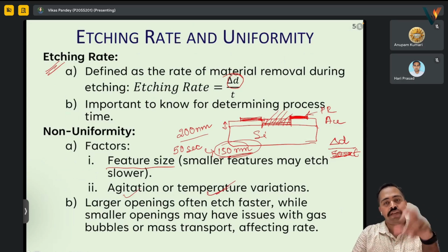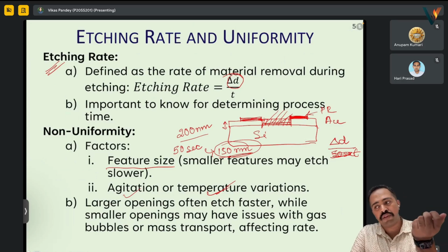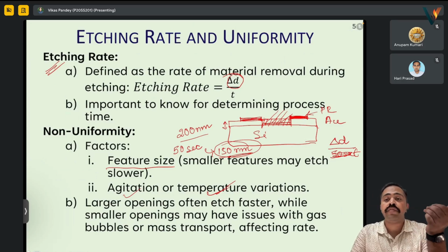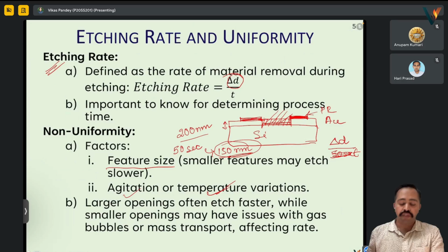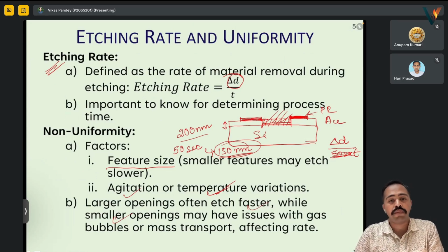To make this etching process uniform, we have to continuously agitate the whole system. If it is not proper, then there can be some non-uniformity. Then temperature variations also play a role. As we know, rate of reaction is always dependent on temperature. So larger openings often etch faster, while smaller openings have issues with gas bubbles or mass transport. That's why the rate is affected.